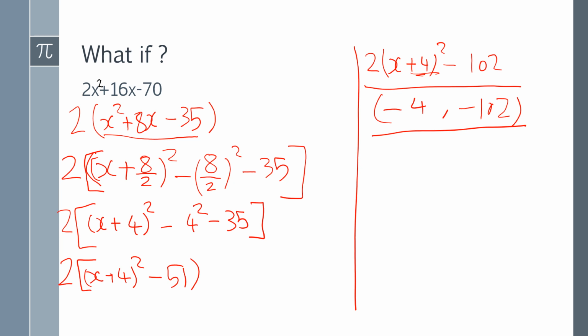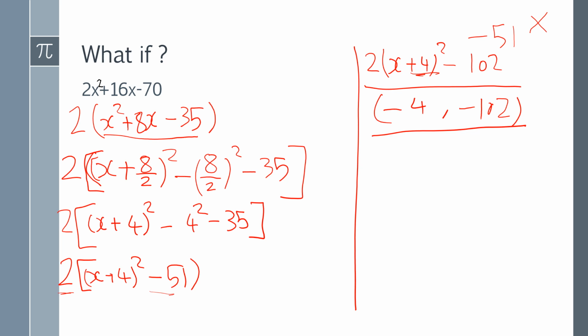Now the common mistake for students is that they do not multiply 2 by 51, and instead of writing minus 102 here, they'll write minus 151, which is wrong. So you have to multiply by 2.